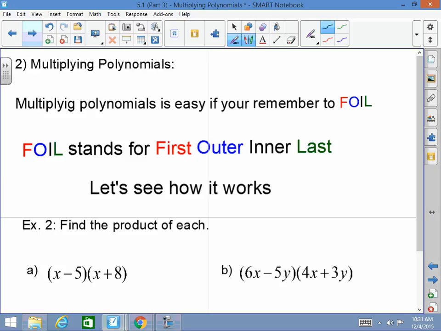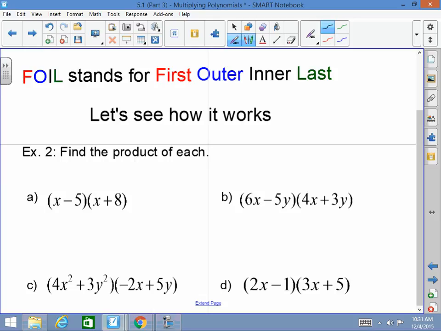Now, second thing we're going to learn today is multiplying polynomials times polynomials. Multiplying polynomials is easy if you remember FOIL. FOIL stands for first, outer, inner, last. Let's see how this works. What I mean by that, I gotta just show you by doing it. I take this outside number first, and I multiply to everything inside of the second polynomial.